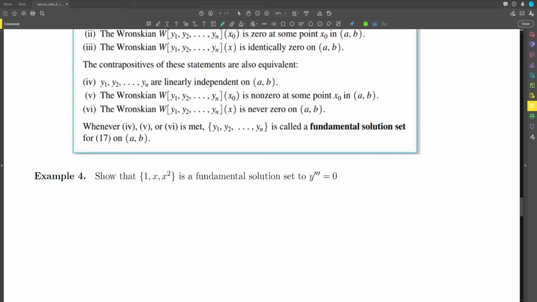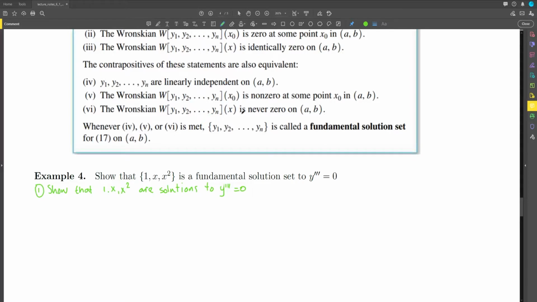In order to show that a set of functions is a fundamental solution set, we need to show two things. The first thing we need to show is that each of these functions is a solution to the differential equation. So 1, x, and x squared are solutions to y triple prime equals 0.